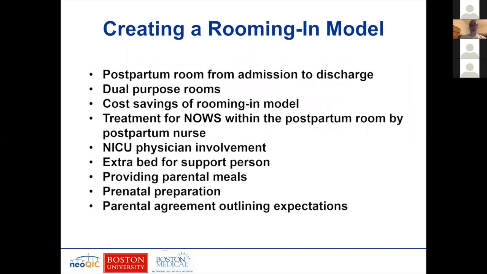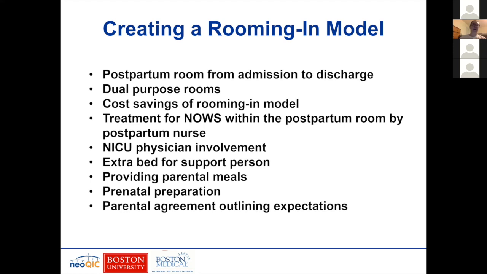They were able to get approval for their hospital to have these dual purpose rooms in which the mother and the infant continue to stay together, where baby is inpatient and mom is able to continue to room in. They've allowed the NICU physician to have care of the baby, but the baby would physically be on the postpartum unit. And this has worked relatively well for them.